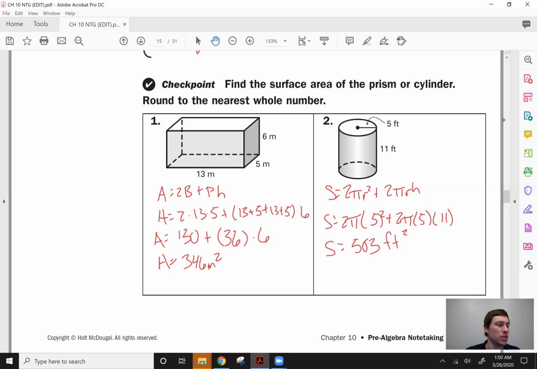And there you go. That concludes 10.5, surface area of prisms and cylinders.